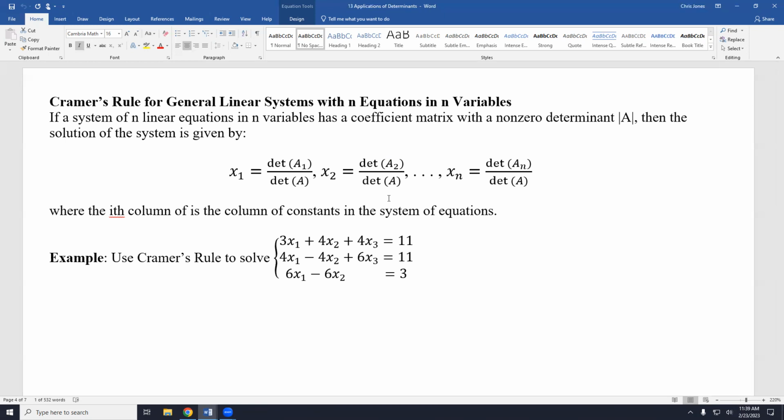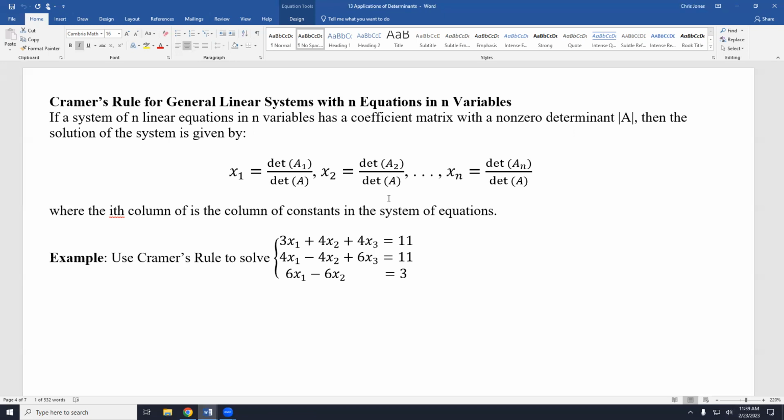So for this example, let me go ahead and start by setting up A1, A2, and A3. And then I'm also going to set up the determinant of A. Now for the determinant of A1, since it's the first of these, I'm going to replace the first column with 11, 11, and 3. For A2, I'm going to replace the second column with 11, 11, and 3. And for the third, A3, I'm going to replace the third column with 11, 11, and 3.